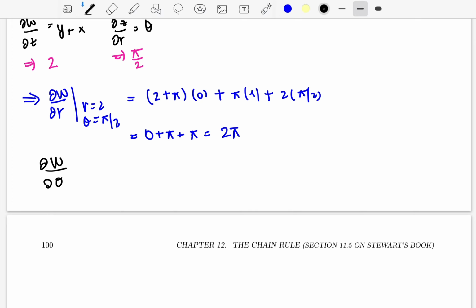Okay. Now dw/d theta at r equals 2, theta equals pi over 2, you do it. You should get negative 2 pi. You do it, okay? All right, I hope everything made sense.